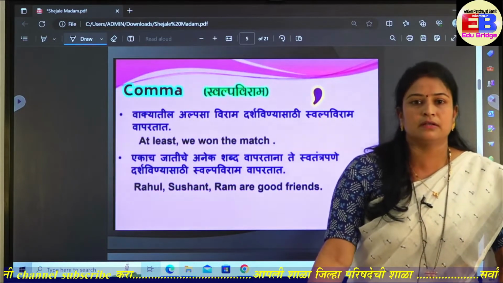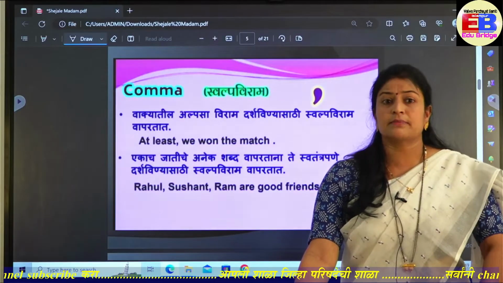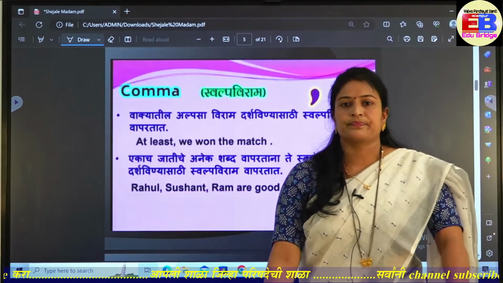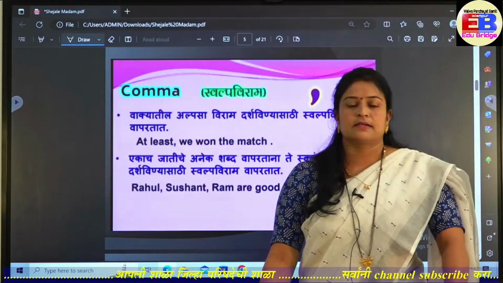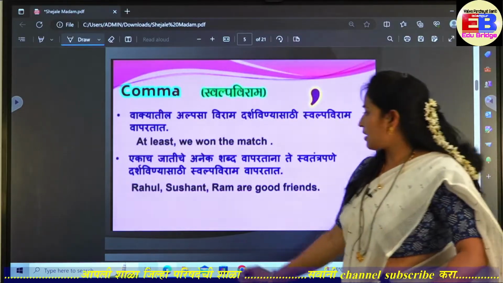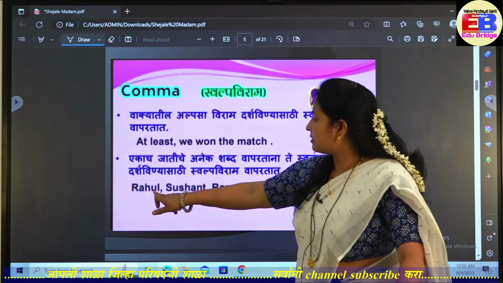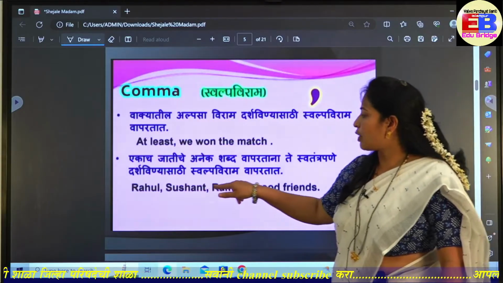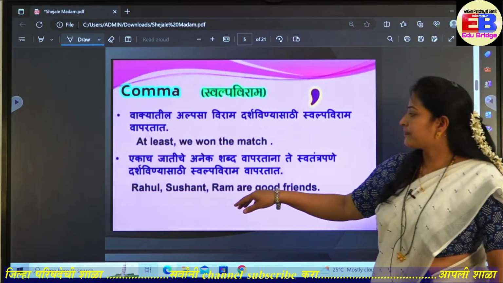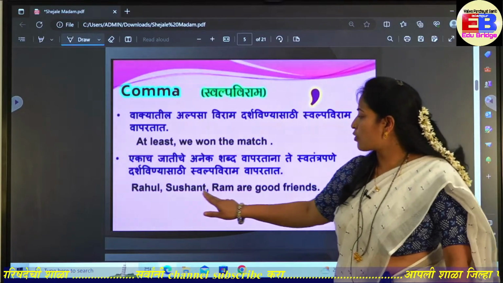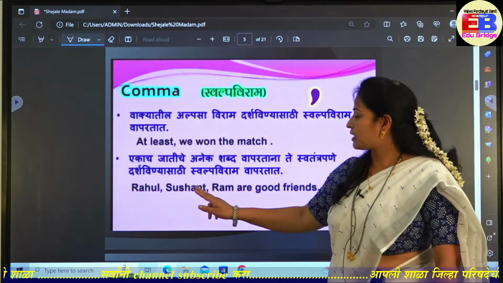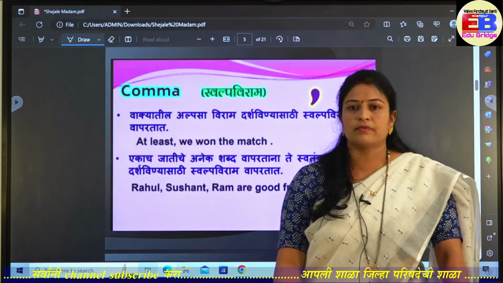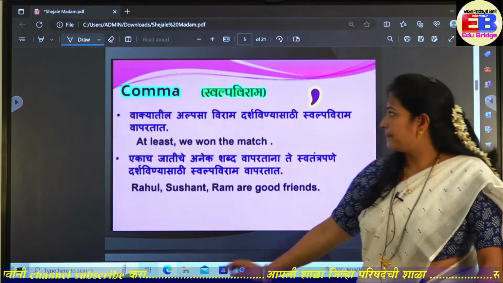For example, tell me some names of vegetables, fruits, cities. When we use these types of nouns, that is called here: Rahul, Sushant, Ram are good friends. So these all are proper nouns, all are boys, from one category. So use comma here. Rahul, after Rahul comma, Sushant. When we are telling more than one of that particular category, we have to use comma.